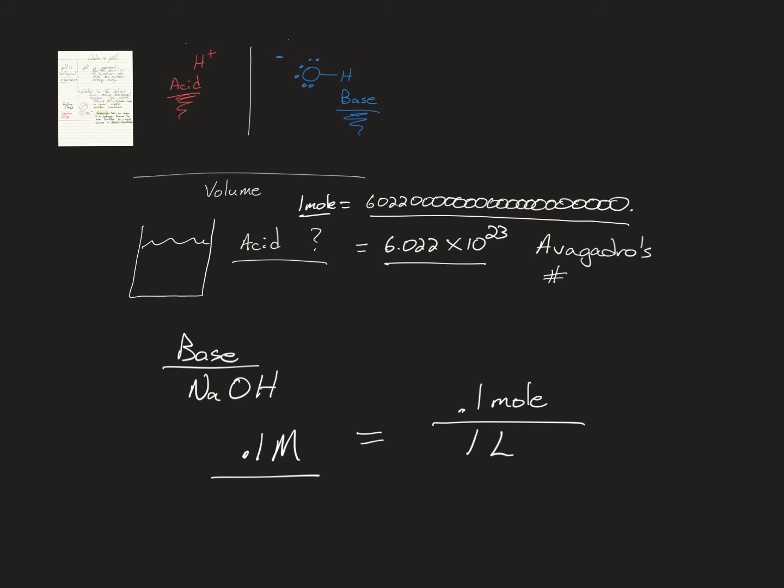So you have 0.1 of this, which is still a really big number, right? I mean, if you took this and multiplied it by 0.1, it would still be a really giant number. Do you agree? It would be just 1 less zero. That's not a big deal. So 0.1 molar, 0.1 moles per liter. That's your base.